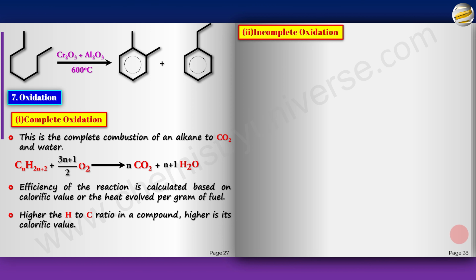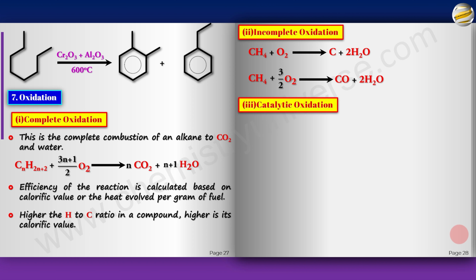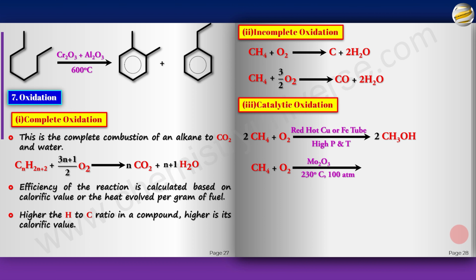Then you have incomplete combustion, oxidation. Not a big deal. We know this. Carbon is produced, and then you can even get carbon monoxide being produced. So you get everything. You have to learn these reactions. Then you have catalytic oxidation, methane and O2 with red hot copper or iron tube. In the presence of high P and T, you will get methanol. Methane with O2 with molybdenum oxide as the catalyst, you will get formaldehyde and water. And methane with water, with manganese acetate, you're going to get formic acid. So just learn these reactions. There's no logic to it.